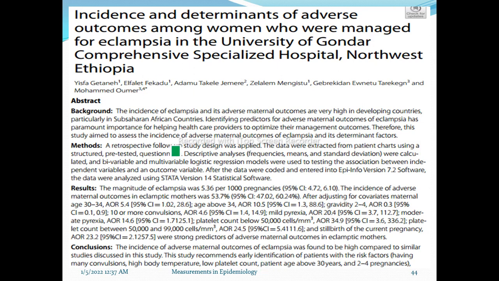The other aspect is incidence. For instance, this is an example of an incidence study: incidence and determinants of adverse outcomes among women who were managed for eclampsia. Now we will calculate the incidence and its determinant factors. The incidence of adverse maternal outcome in eclampsia mothers was 53.7%. So this is an incidence.